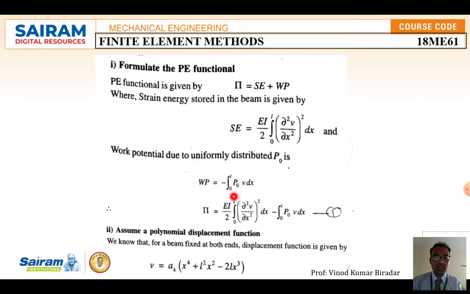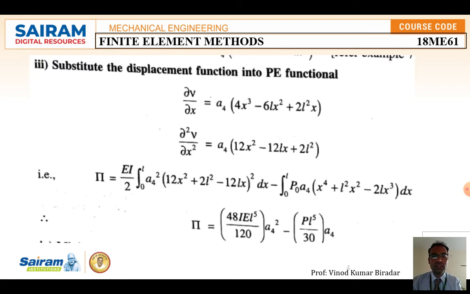Here ∂²v/∂x² will be there, and we should calculate this value. To calculate this value, we know the polynomial function for a beam with both ends fixed, which is like this. From this equation you have to calculate ∂v/∂x and ∂²v/∂x². Substitute this in the potential energy function. Again you have to integrate this, and we are going to get pi equal to this equation.